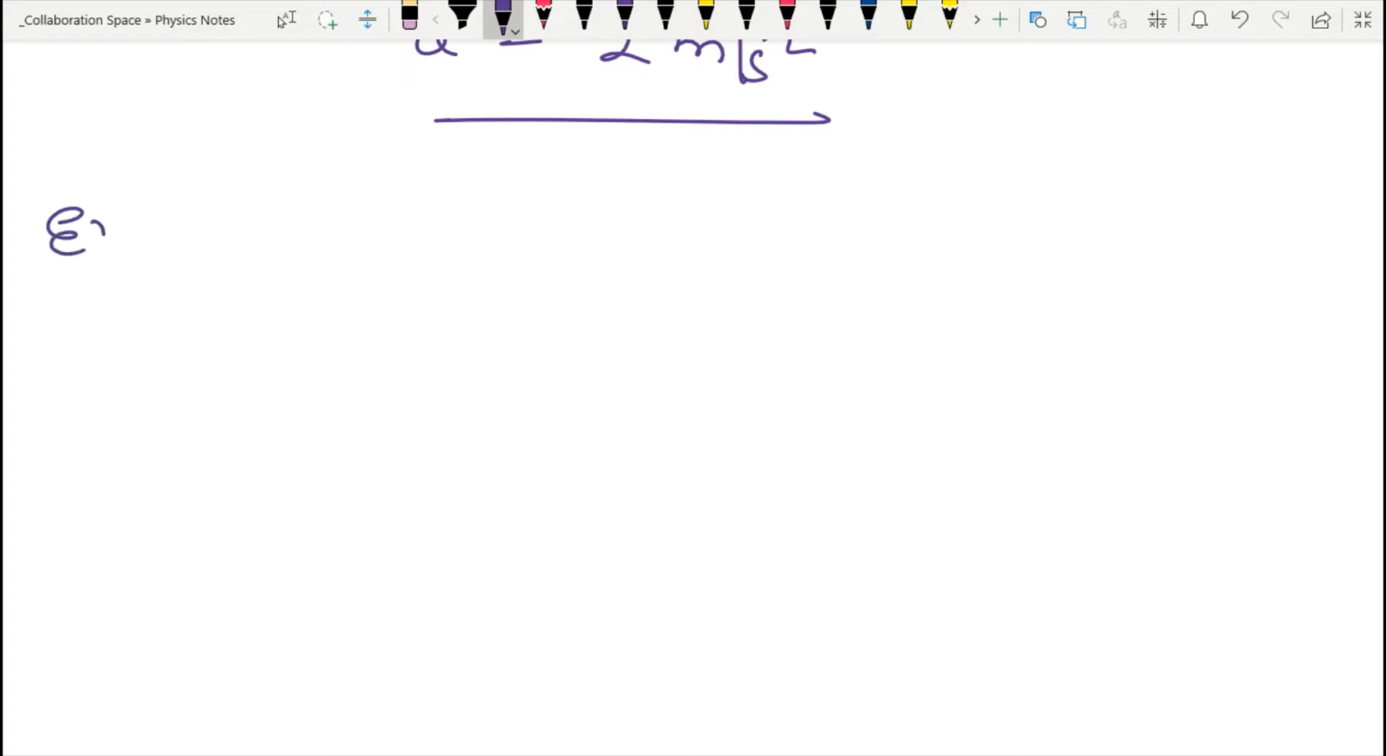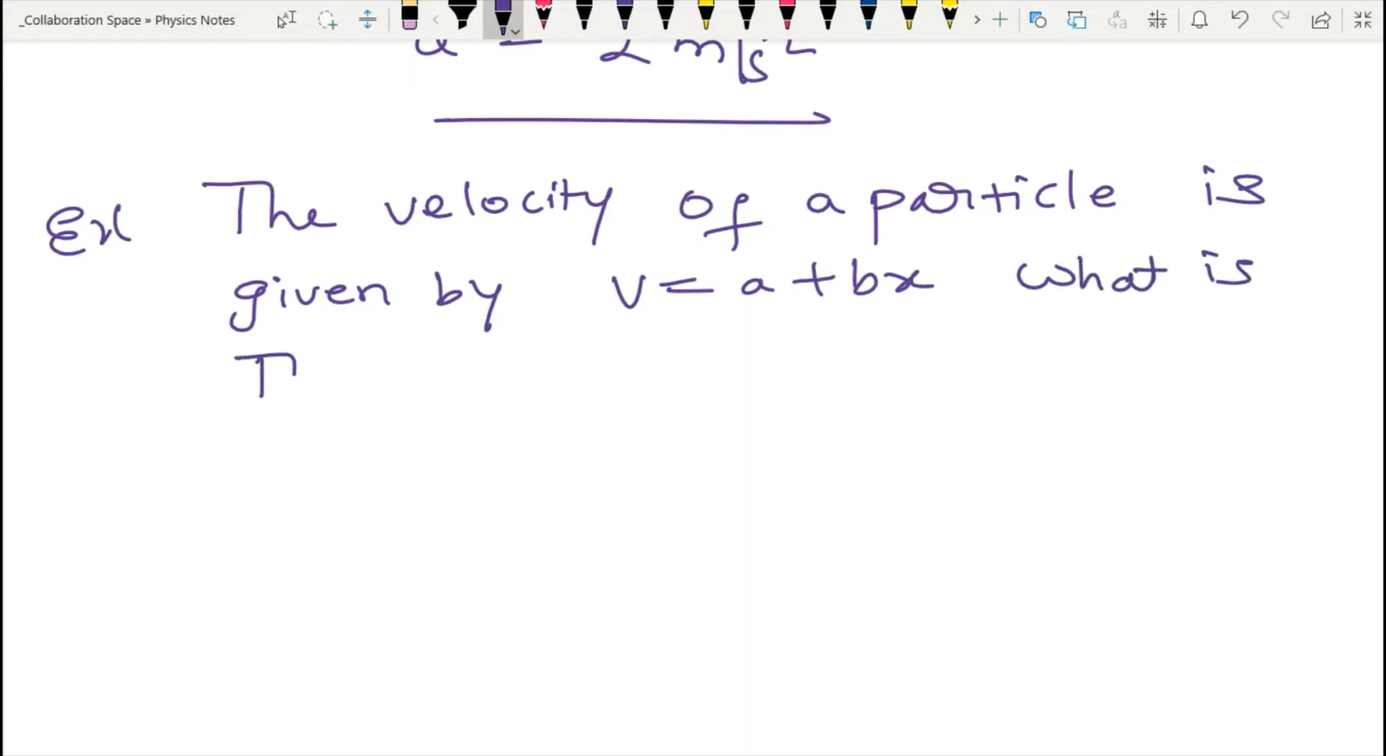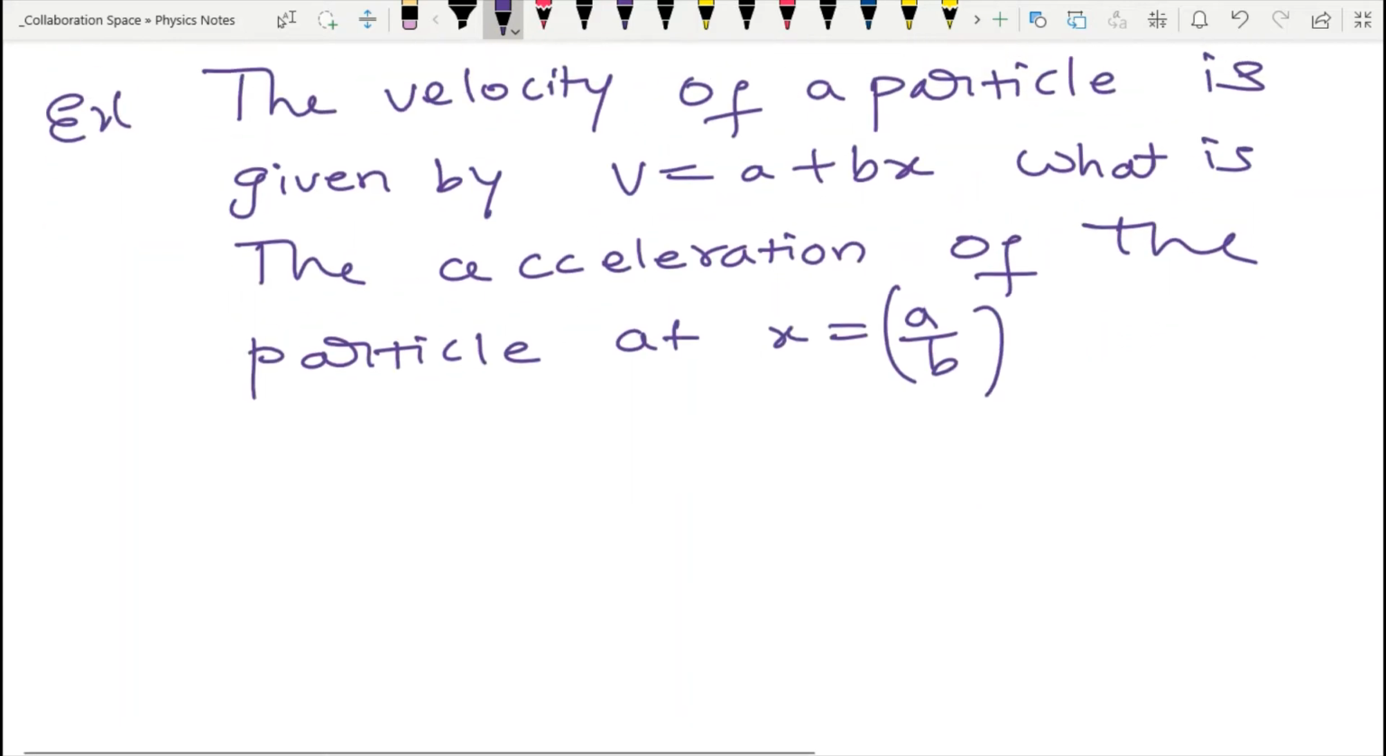See, the velocity of a particle is given by v is equal to a plus bx. What is the acceleration of the particle at x is equal to a by b? So this is the way in which they will ask the question and we have to solve this. So velocity of the particle is given by v is equal to a plus bx. What is the acceleration of the particle at x is equal to a by b?